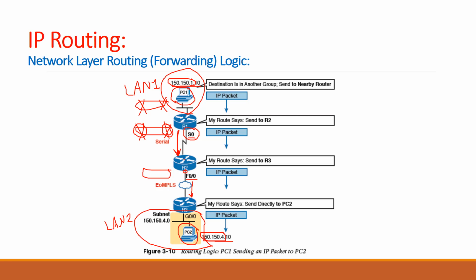R1 decides to send to R2, R2 decides to send to R3, and R3 eventually will send to PC2 out of Giga 0/0, after de-encapsulating the Ethernet header and trailer and re-encapsulating a new header and trailer.